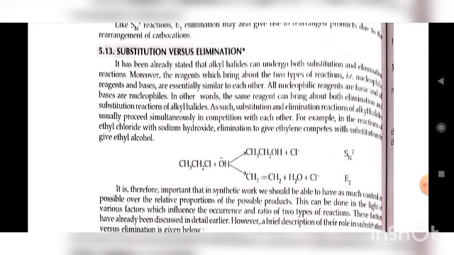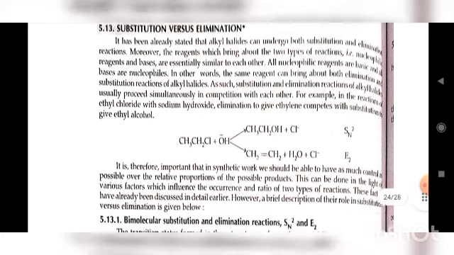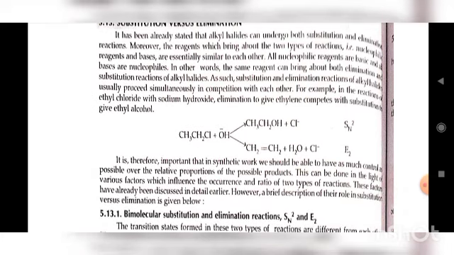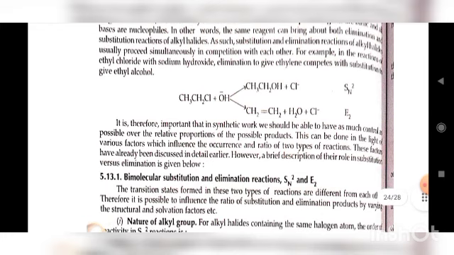For example, in the reaction of ethyl chloride with sodium hydroxide, elimination to give ethylene competes with substitution to give ethyl alcohol. It is therefore important that in synthetic work we should be able to have as much control as possible over the relative proportions of the possible products. This can be done in the light of various factors which influence the occurrence and ratio of the two types of reactions. These factors have already been discussed in detail earlier. However, a brief description of their roles in substitution versus elimination is given below.